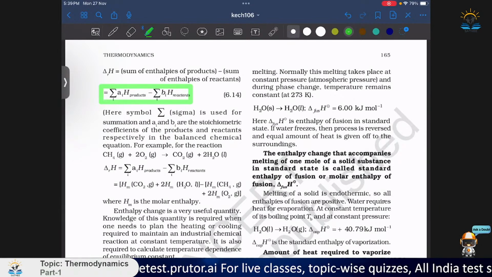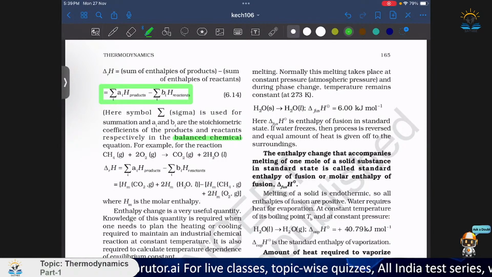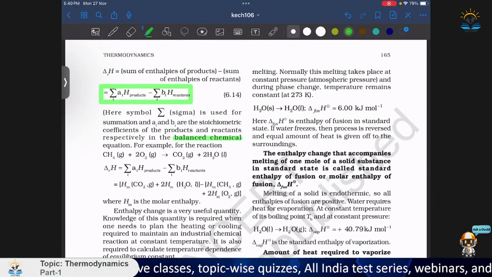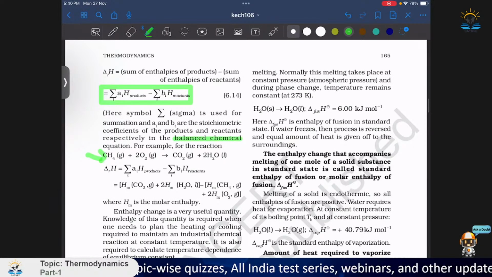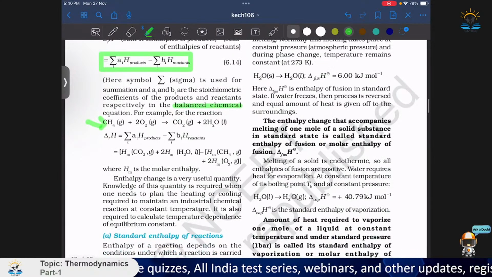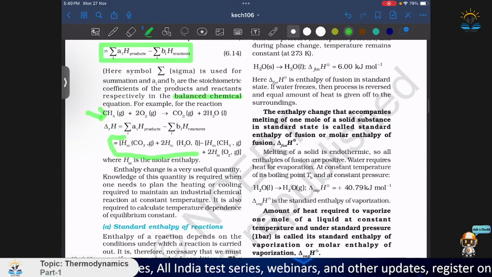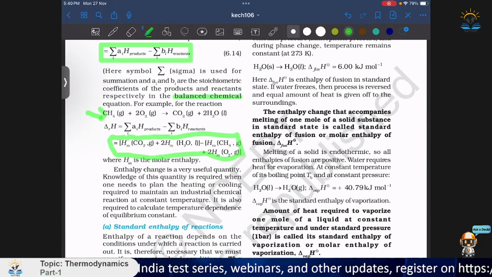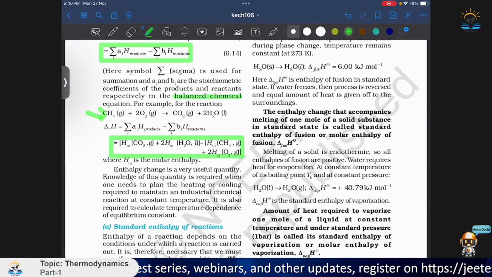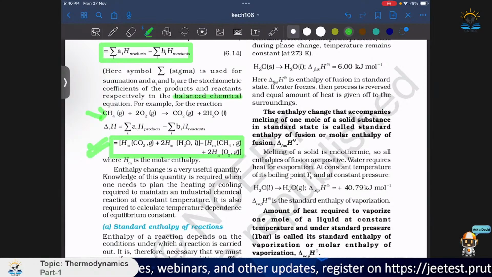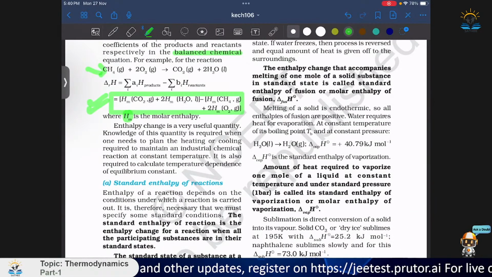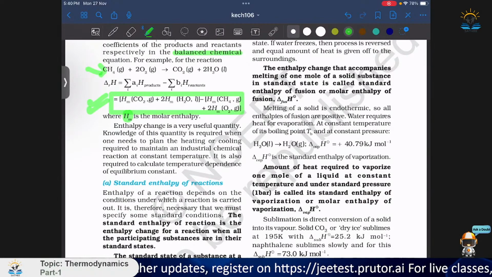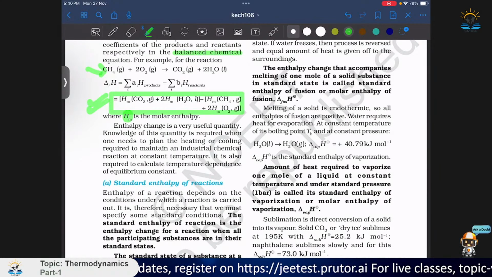But first, you need to balance the chemical equation. So on balancing the combustion of methane, we get this reaction, and the change in enthalpy looks something like this. And you measure the molar enthalpy or specific enthalpy, whatever you need, but it should be the same for all the reactants and products.